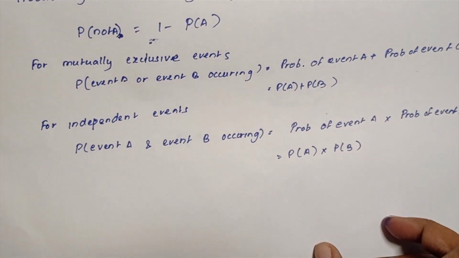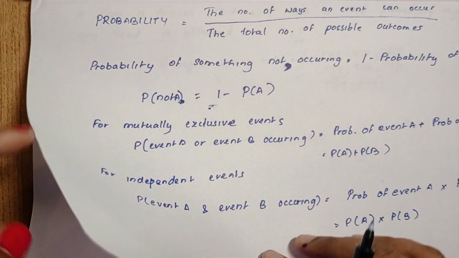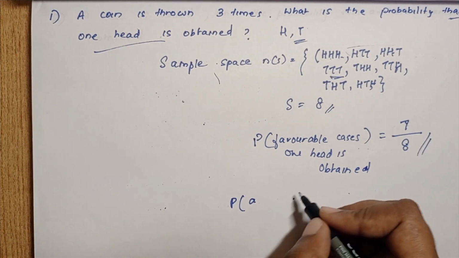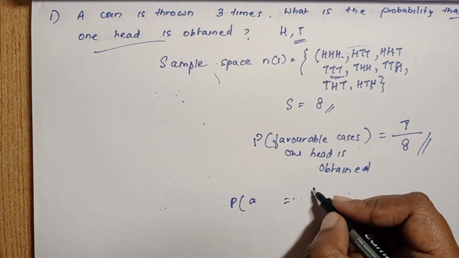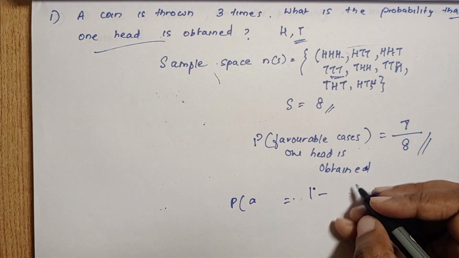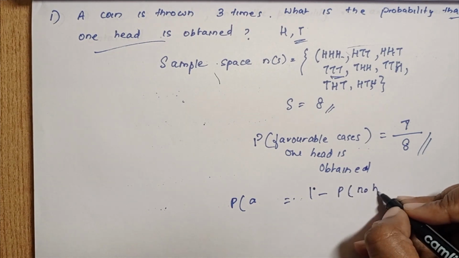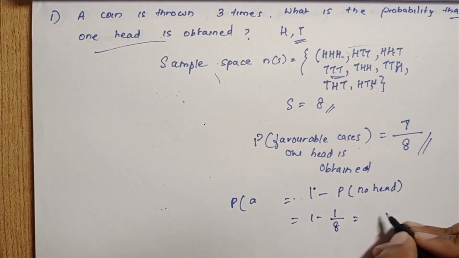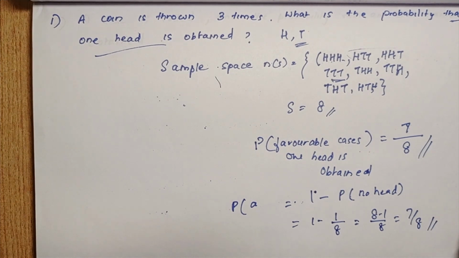You can even use this formula, the probability of something not occurring. Here we can say that favorable cases is equal to 1 minus the probability of no head occurring. So that is equal to 1 minus 1 by 8, which is 8 minus 1 by 8, 7 by 8. So by using this formula also you could get the answer.